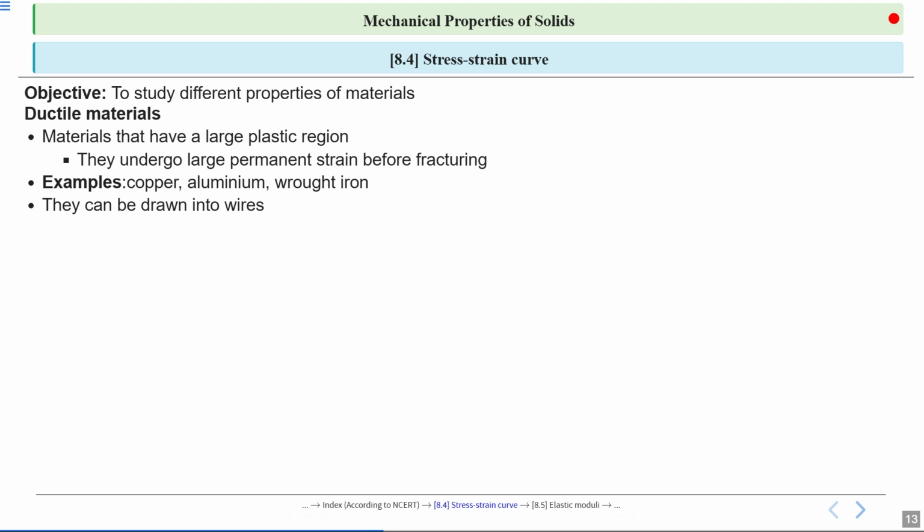A key feature of ductile materials is that they can be drawn into wires. This process is called ductility, and it's why metals like copper are used for electrical wiring. The ability to stretch into long, thin wires without breaking is essential for many engineering and technological applications.